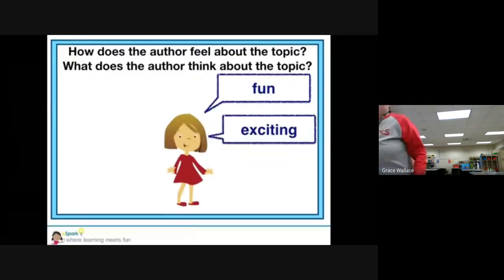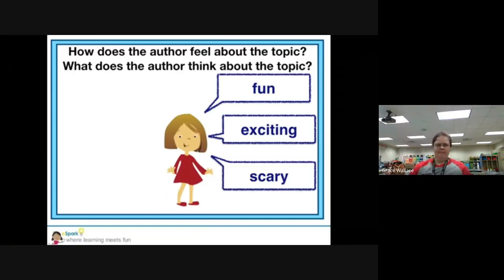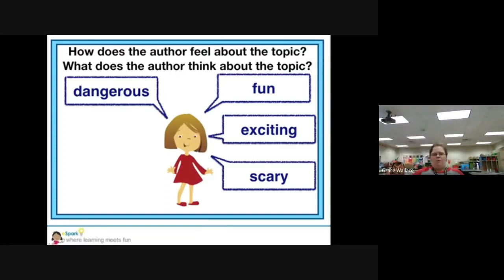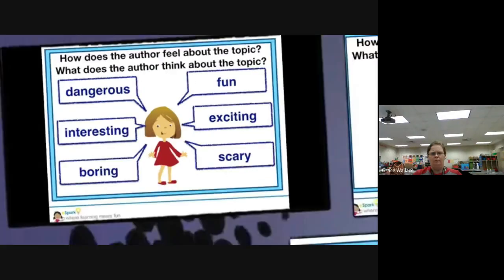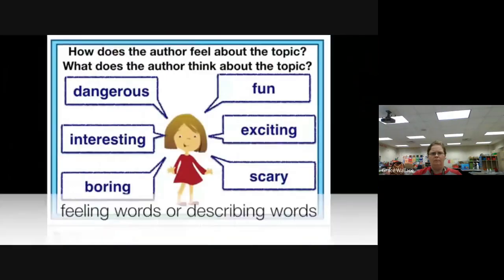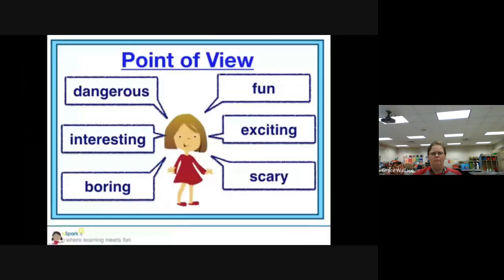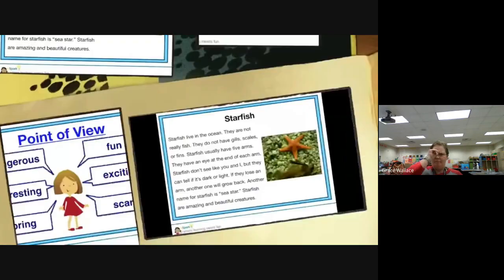Here are some examples of words you can look for. Fun, exciting, scary, dangerous, interesting, boring. You can look for these feeling or describing words to help you tell how the author feels or what the author thinks about the topic. This is also called the point of view. Let's read a passage and see if we can tell how the author feels about the topic.